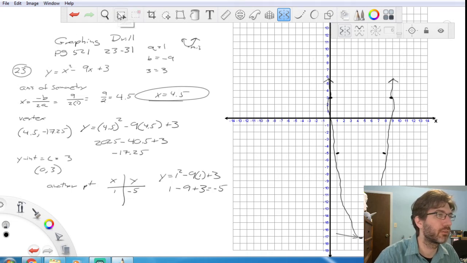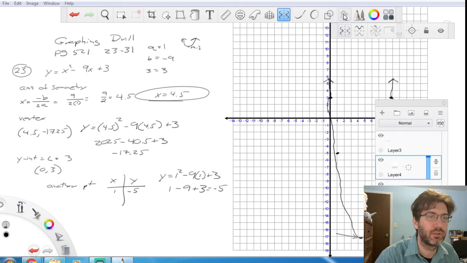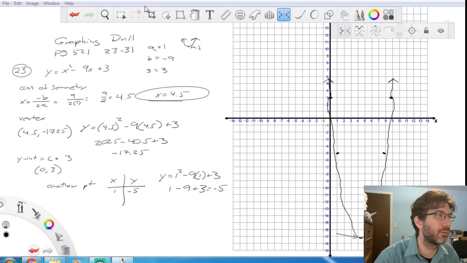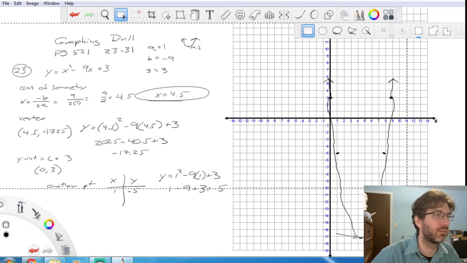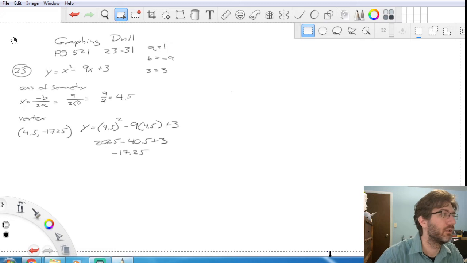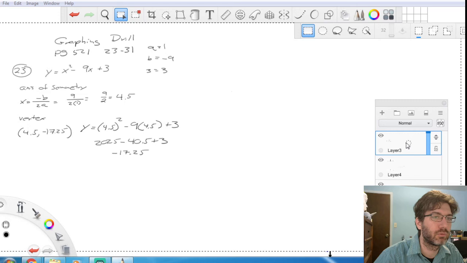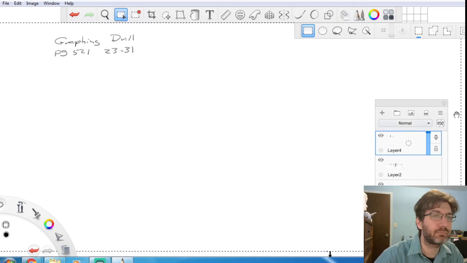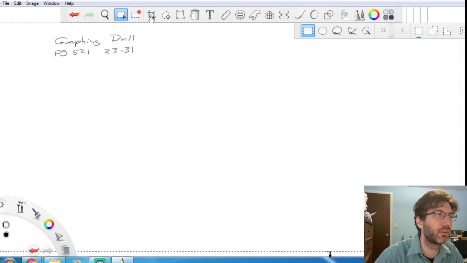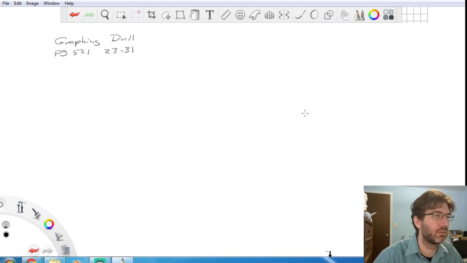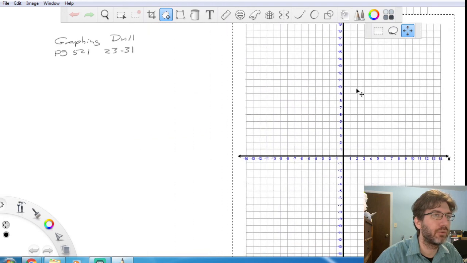So let's see what I can delete here. Not deleting everything. I don't know what you're running. Yep. We can delete this layer. Get our graph back up there.